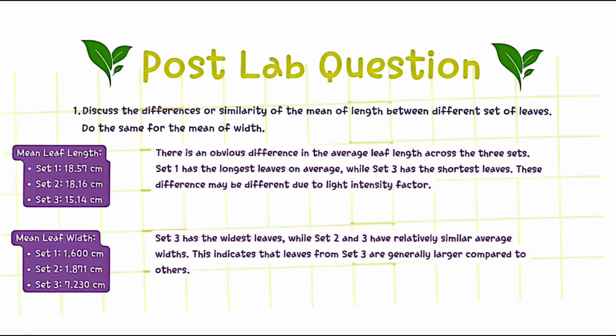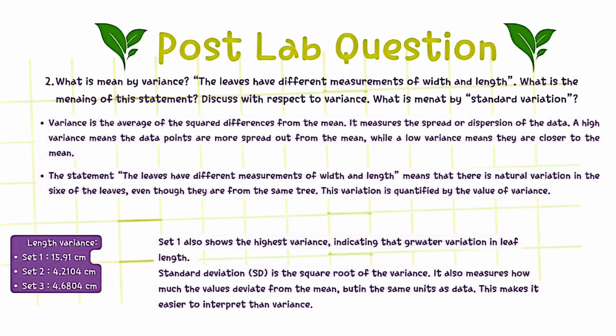Moving on to post-lab question, first discuss the differences or similarity of the mean of length between different sets of leaves. Do the same for the mean of width. The answer is Set 1 has the longest leaf on average, while Set 3 has the shortest leaf. This difference may be due to light intensity factor. For similarity, Set 3 has the widest leaf, while Set 2 and Set 3 have relatively similar average width. This indicates that leaves from Set 3 are generally larger compared to others.